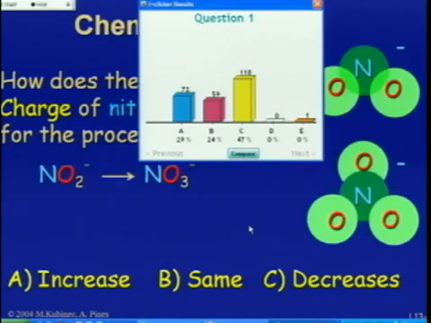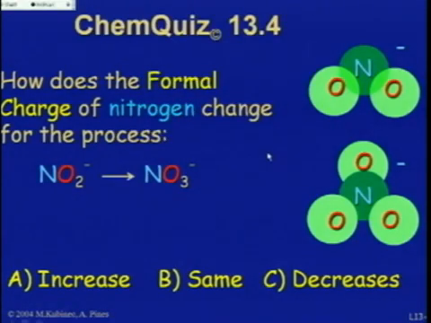And I think you need to think about this. Does it increase the formal charge or decrease the formal charge? Okay, so how can I help you with this? Let me think about this.